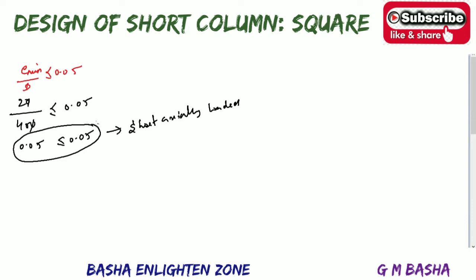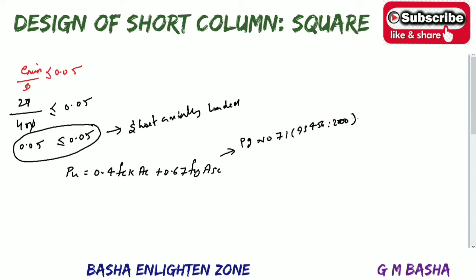Then our next step is to take the formula given on page number 71, that is Pu equal to 0.4 fck Ac plus 0.67 fy Asc. Already in the previous problem I mentioned each and everything clearly, that is, page number 71 of IS 456:2000. So it is always better to see the previous problems and then come to this next problem.